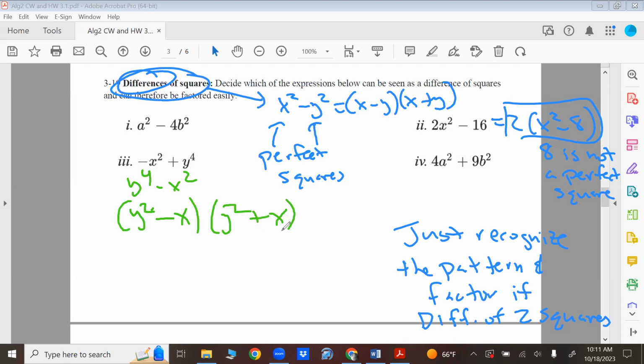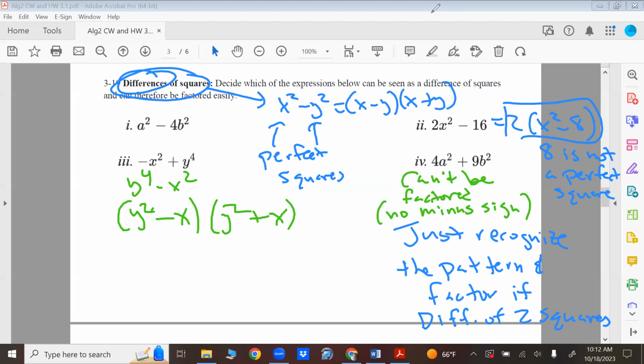But this one can't be factored. There's no minus sign. There's no such thing as sum of 2 squares. It just can't be factored. Just leave it alone. You have to have a minus. Very important for this to work.